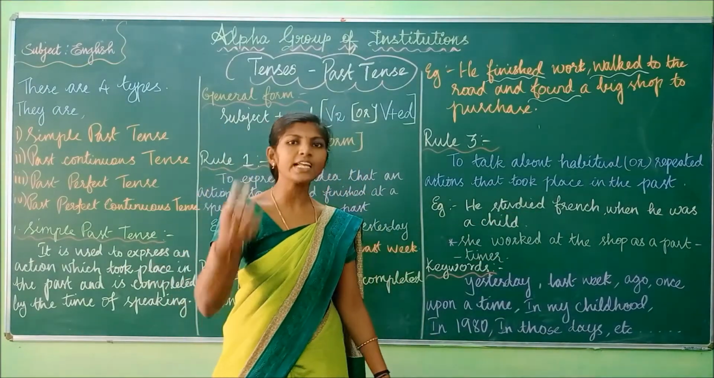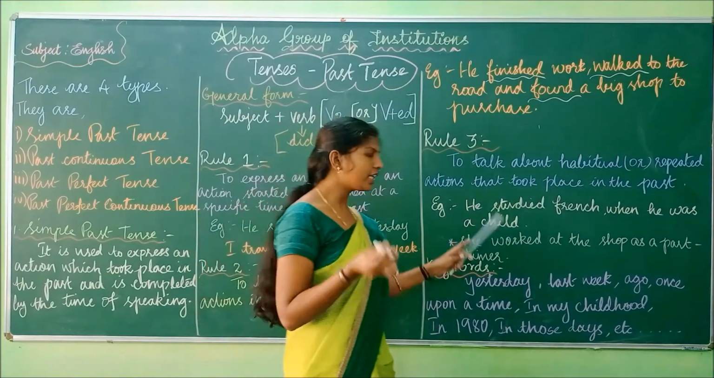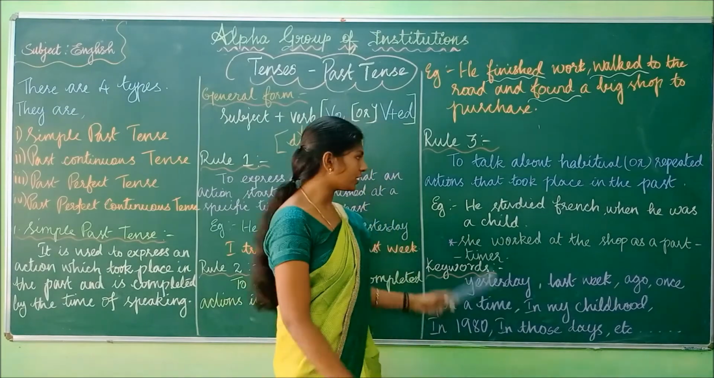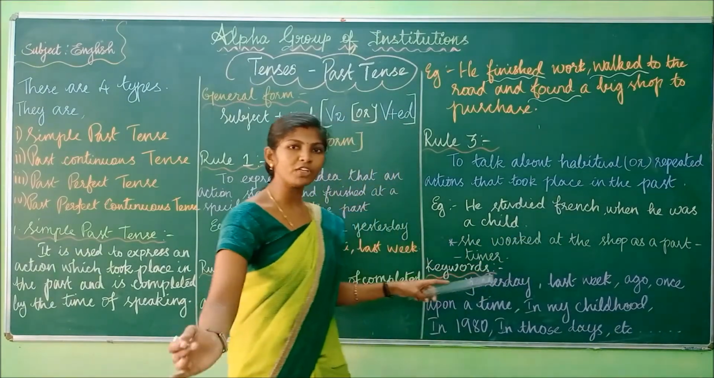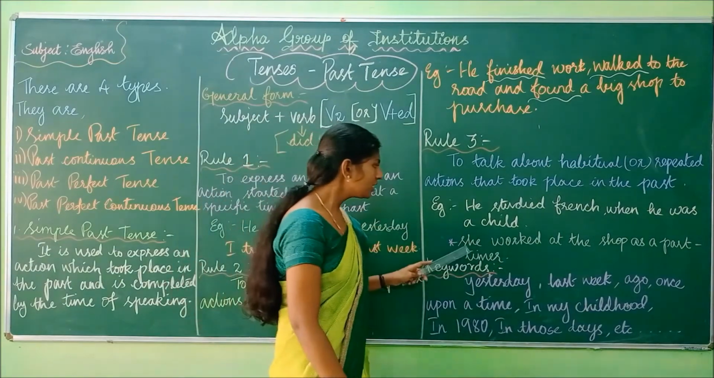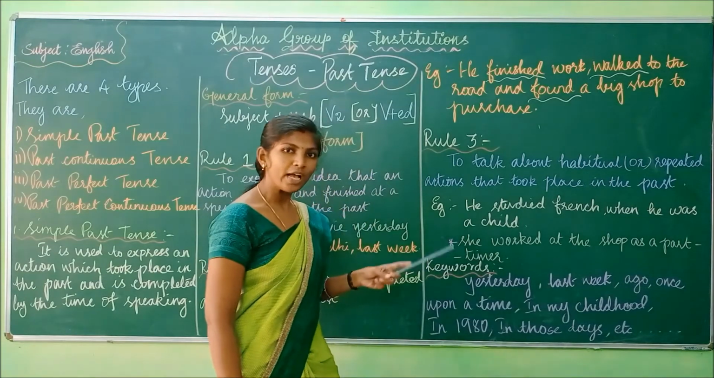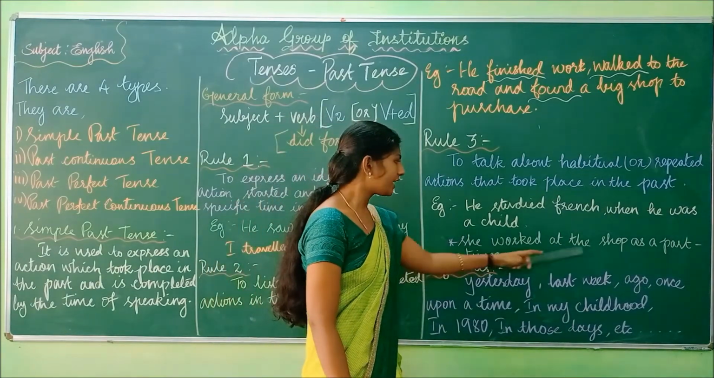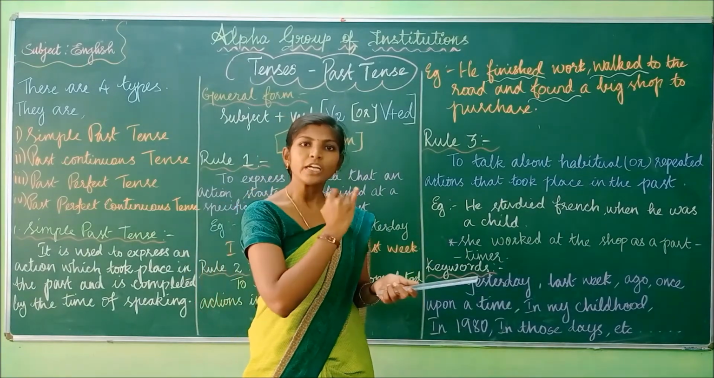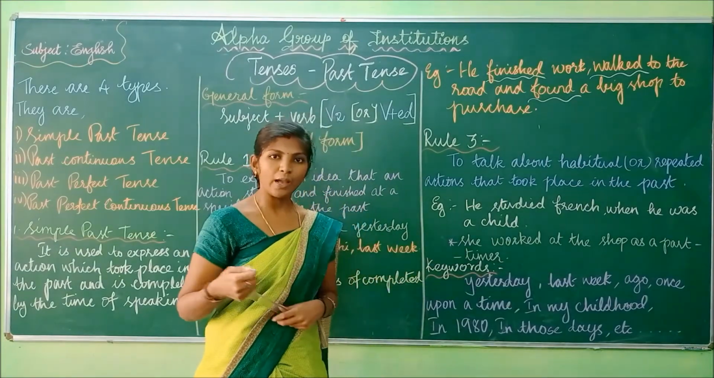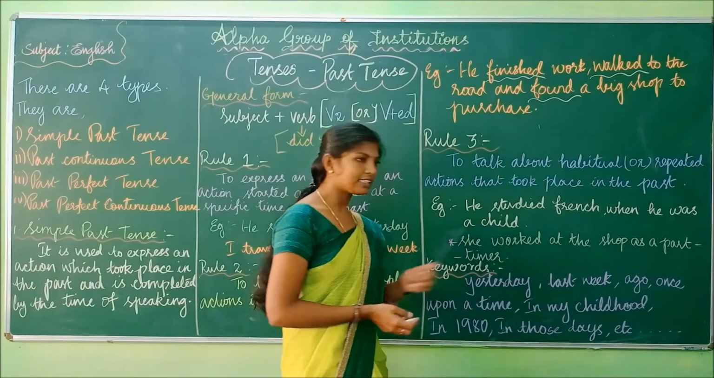When he was a child, he studied French. He's not studying French now. So he studied French at the time of his childhood. Next one, she worked at the shop as a part-timer. Habitual action. For a period of time, she worked there. It was a repeated action. It was a habitual action of the girl. So, she worked at the shop as a part-timer.